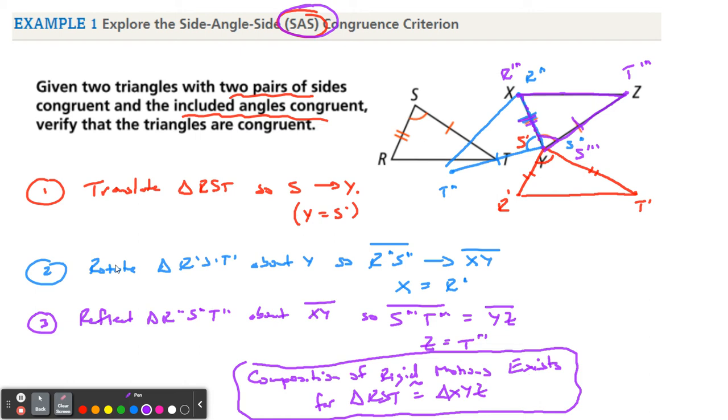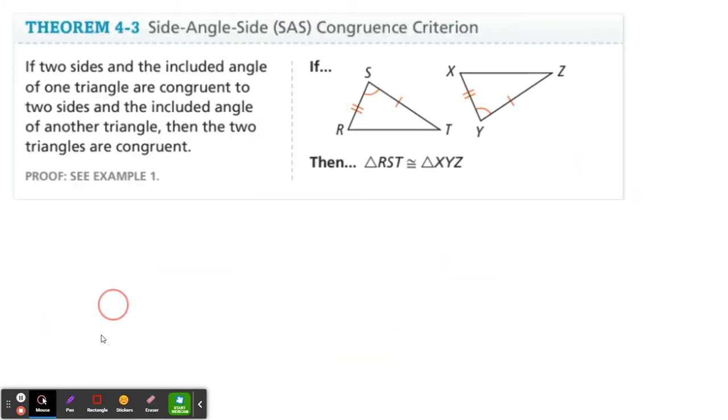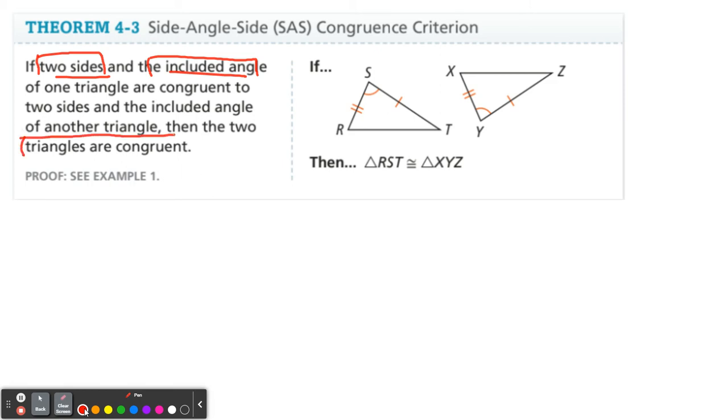Now let's actually apply it to some problems, right? But first, let's talk about the actual theorem. So here's the actual theorem. It says the side angle side congruence criterion. If two sides and the included angle of one triangle are congruent to two sides and the included angle of another triangle, then the triangles are congruent. So it's two sides and the included angle congruent.